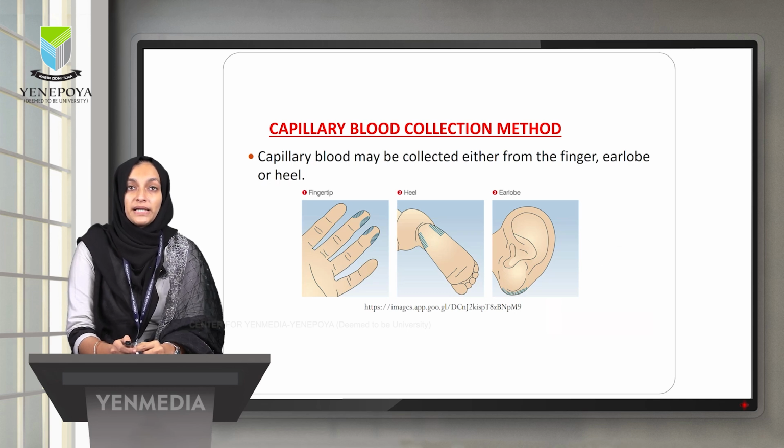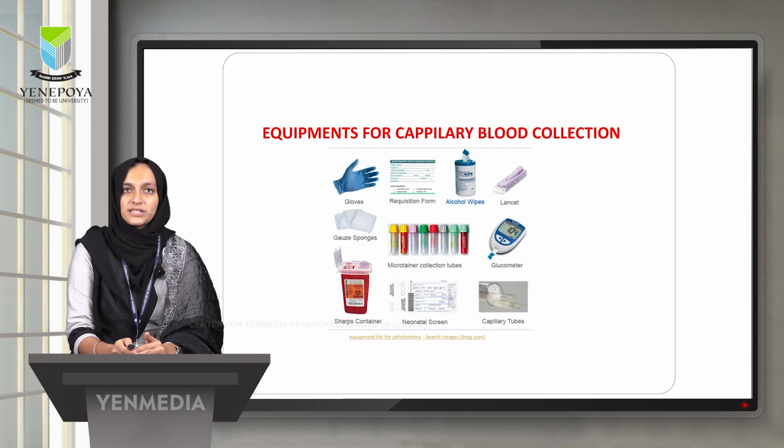Next one is the capillary blood collection method. Capillary blood is collected either from the fingertip, heel or earlobe. For the fingertip we usually collect from the ring finger, then heel prick and earlobe collection. These are the equipment used for capillary blood collection: gloves, gauze sponges, sharps containers to discard the needle, the requisition form, alcohol wipes, lancet, then microtainer collection tubes and capillary tubes.